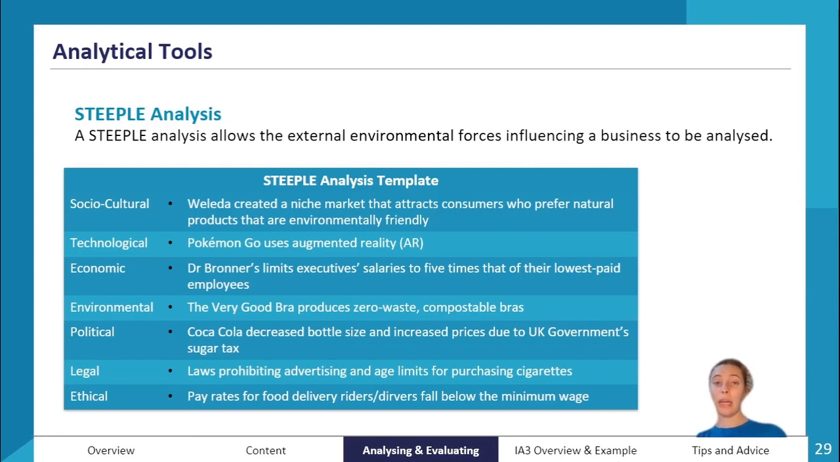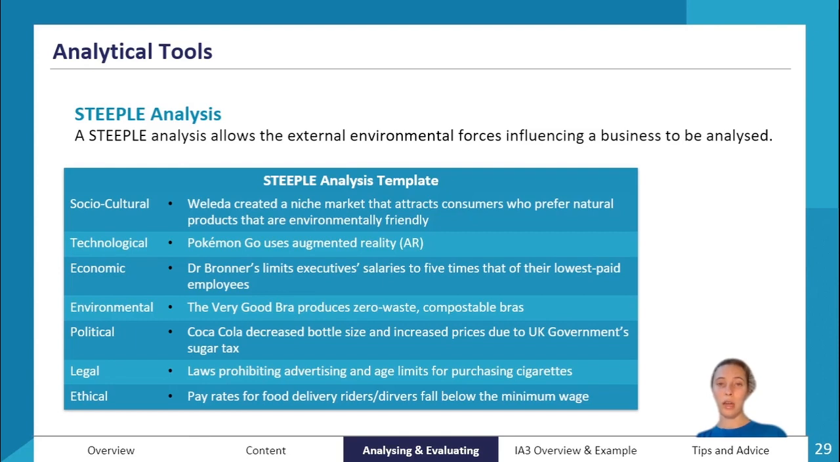And here we can easily see as well that crossover between these. So yes, that is about people and their values, who value those natural products and things like that. But we've got a crossover there very clearly with the environmental section as well, because of that appealing to those environmentally friendly values that people have. Technological, so Pokemon Go uses augmented reality. That is a technology that the business is taking advantage of.